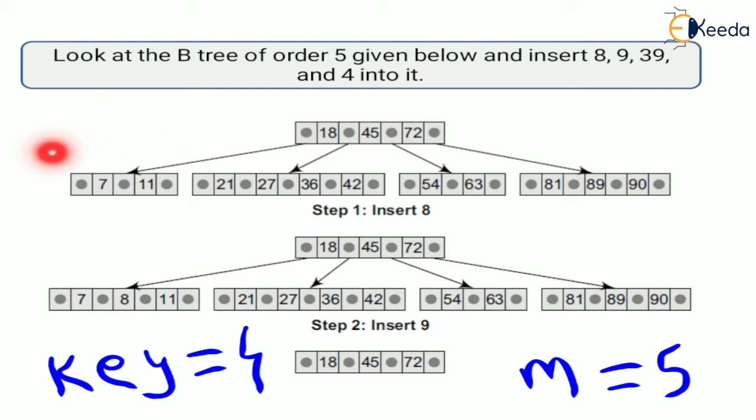Here the node is not violating the rule of m minus 1 keys, as the B tree is of order 5. Only if the leaf node contains a total of 4 values can we split the node. But here the leaf node of the B tree contains only 2 values, which means there is a chance of inserting another 2 values. So in step 1, as we want to insert 8, we can insert 8 over here. Now there is a chance to insert one more element inside the B tree.